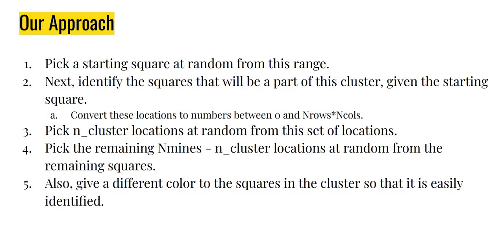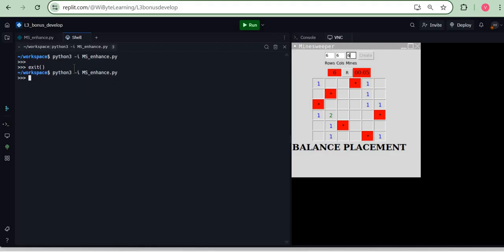Now we will pick n cluster locations from within these locations, and the remaining locations we'll put from the remaining squares. So that way I'll be sure that n cluster mines, for example 7 mines, are densely placed within this cluster area. Also, for recognition, we will give a different color to the squares in this cluster so that we can easily identify them. So, a very nice logical approach. Let's see this in code so that it becomes a bit more clear.